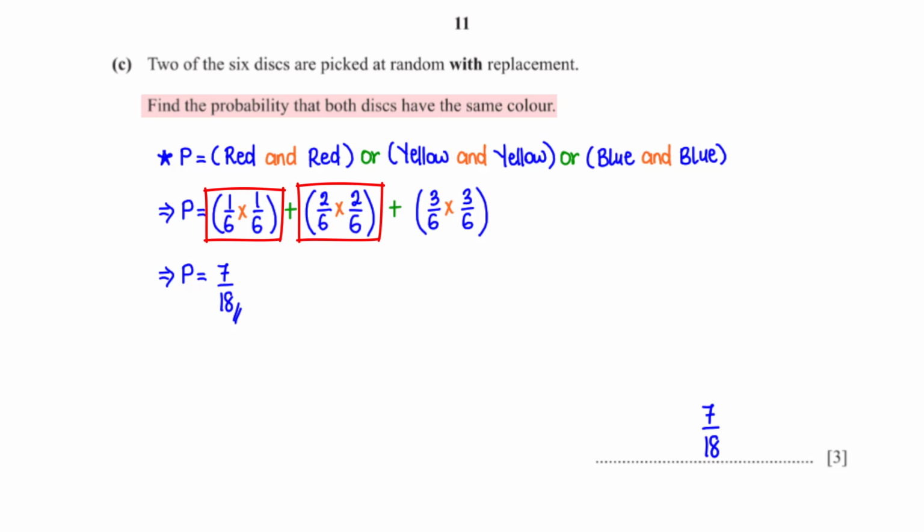The probability of picking a yellow disc the first time is 2 over 6. If this disc is replaced, the probability of picking a yellow disc again is still 2 over 6. The probability of picking a blue disc the first time is 3 over 6. If this disc is replaced, the probability of picking a blue disc again is 3 over 6. When we type this into the calculator, we get 7 over 18.